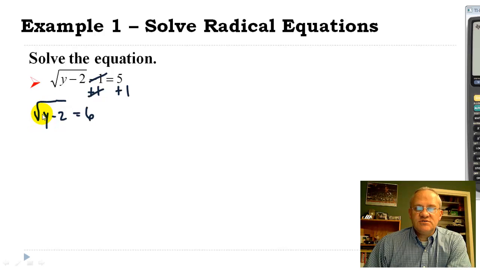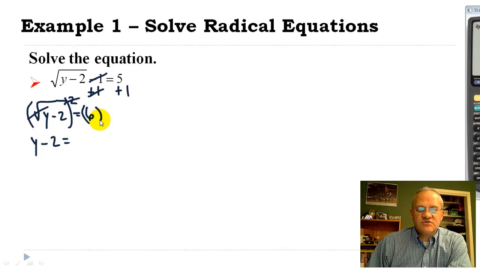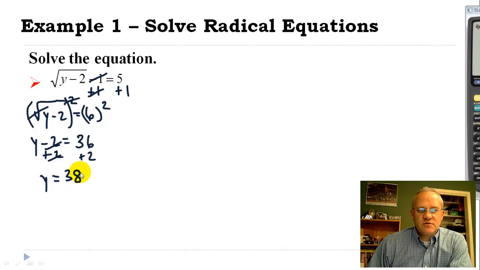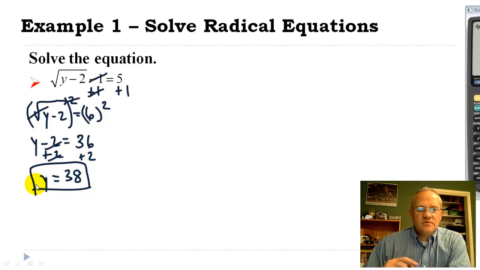Okay, so the radical's by itself over here. So what undoes square root? Squaring it. So if I want to get rid of that, I square it. So these cancel. All I have left now is y minus 2. Well, if I square that side, I also have to square this side. So 6 squared is 36. And then the last step, plus 2 plus 2. So y equals 38. That's pretty good, right?